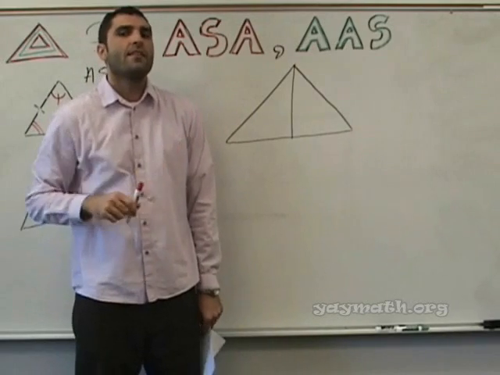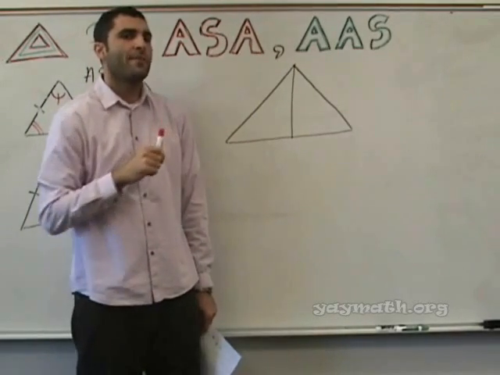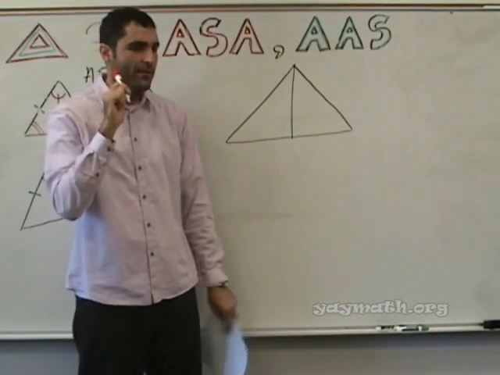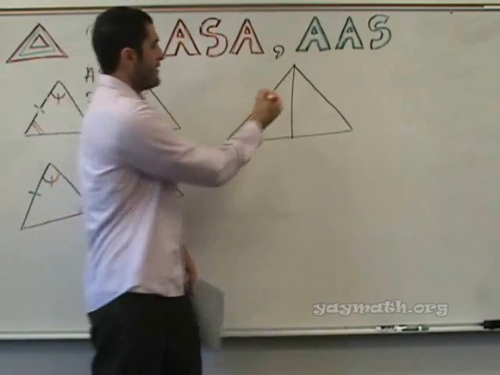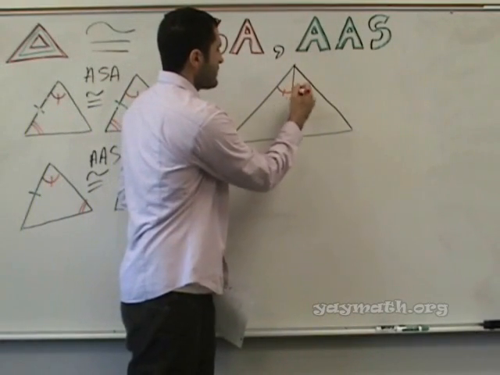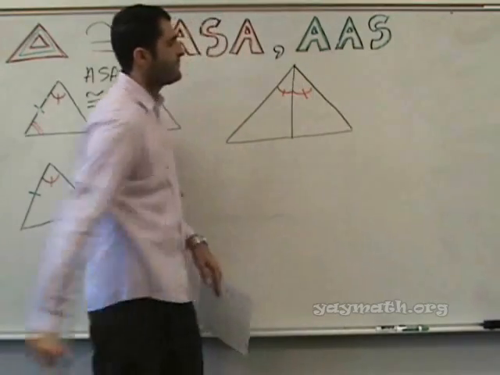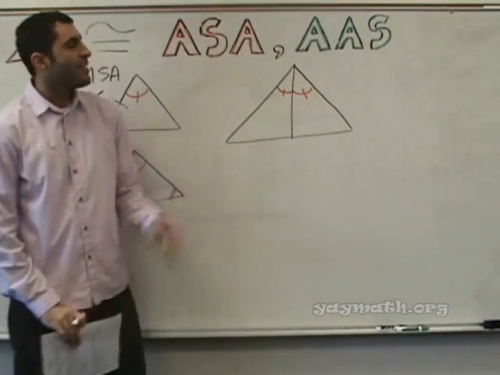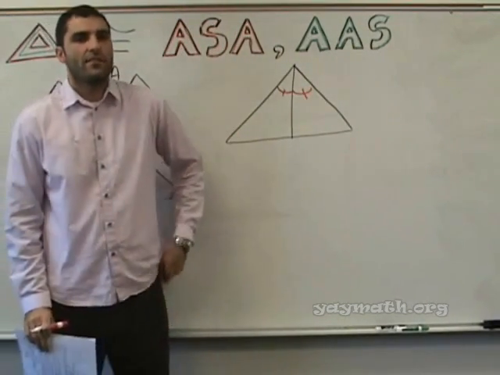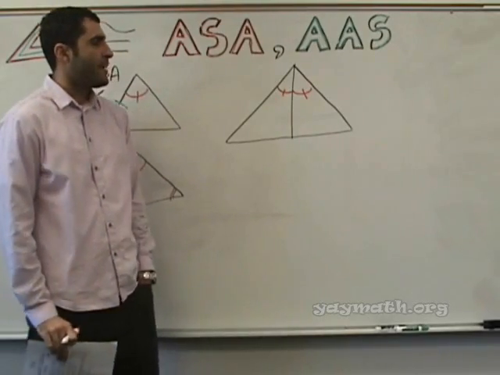It appears. But the secret is there is one thing that's congruent about them. So start to think of that in the back of your mind. So let's say I said this angle was congruent to this angle. Now, do they have an A or an S shared? A, very good. They have an A shared.